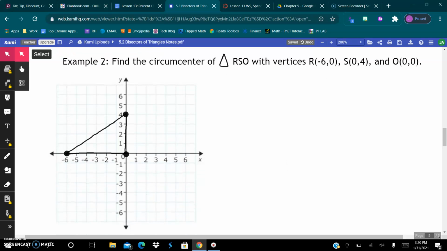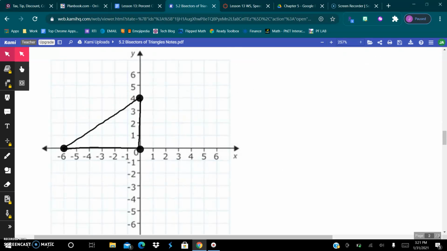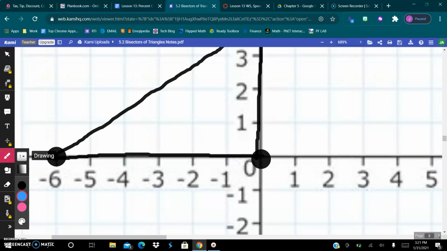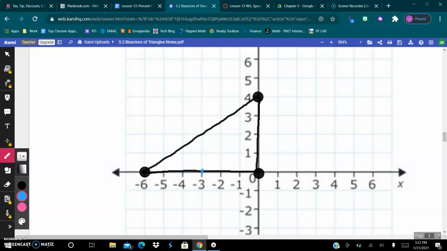Example 2 says find the circumcenter of triangle RSO with the vertices given. I've already plotted the points to make our triangle. Two of the sides of this triangle lie on the x or y axis, so we are easily able to figure out the center points of each side. The base here is 6 long, so the center would be at 3. And then going up, that's 4, so the center would be at 2.